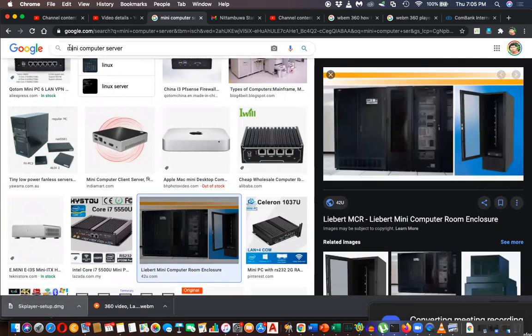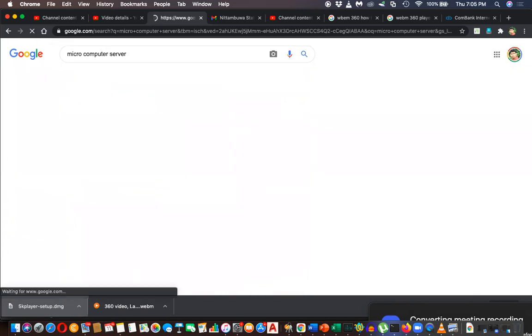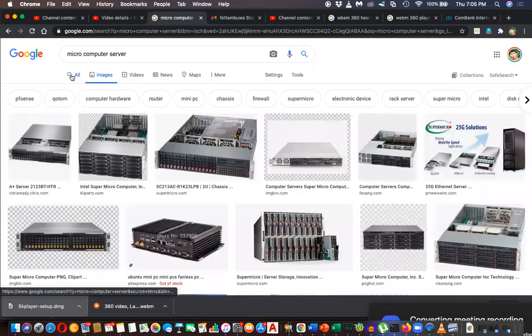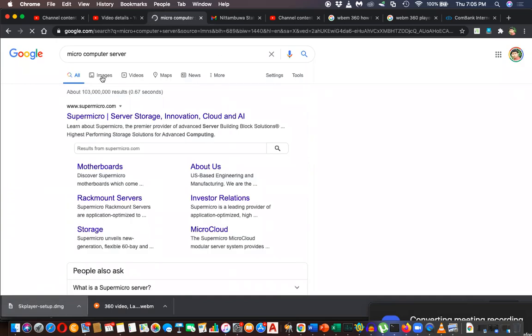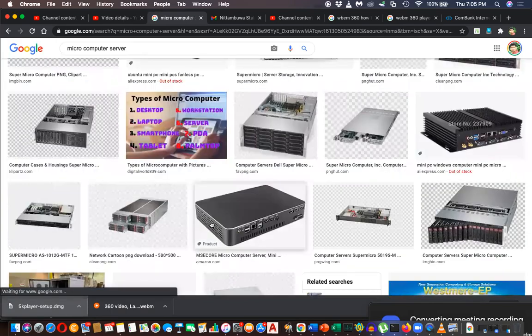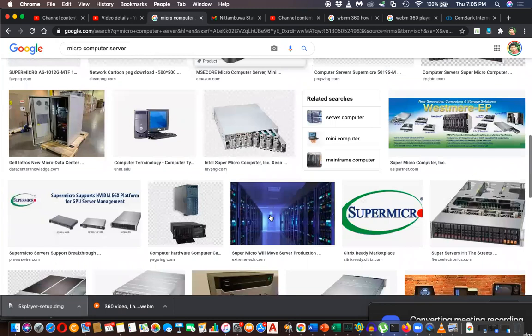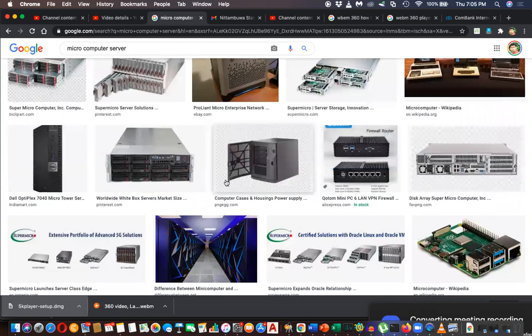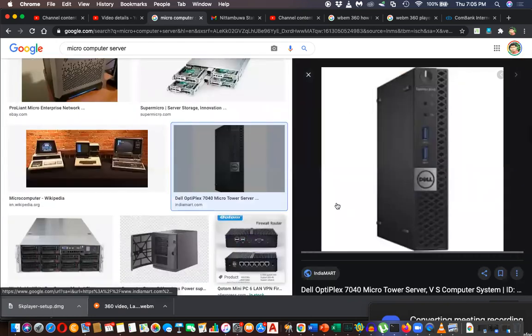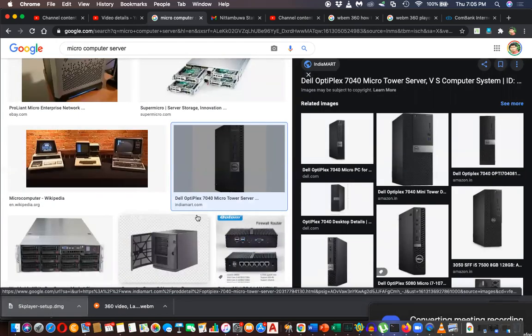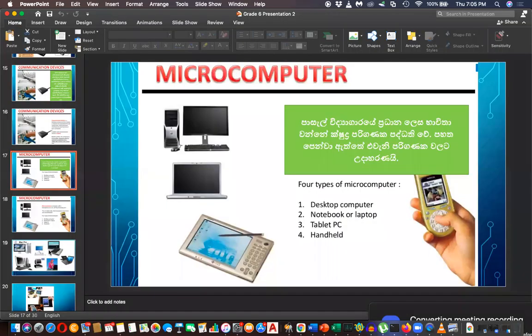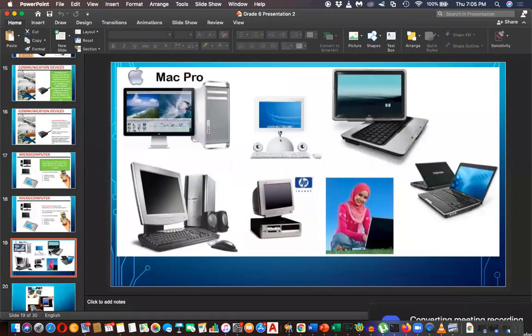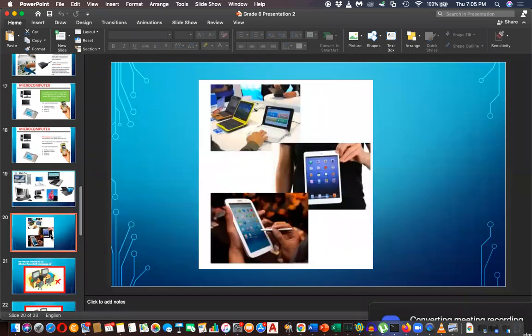And then you have the microcomputers. Microcomputers are very small. Those are the computers used by us. This is a microcomputer, this is also a microcomputer, and this too. These are desktops, laptops. All these are examples of microcomputers.